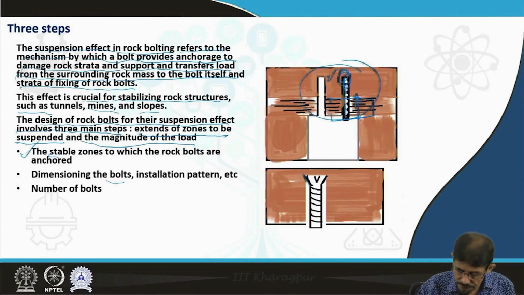You can see the success of the suspension effect depends on the frictional stress working here, the strength of the bolt, and the strength of this holding zone. If the holding zone is weak, then the whole system may slide down. If the bolt is weak, then the bolt is going to break. And if the frictional resistance is less, then this whole system becomes loose.